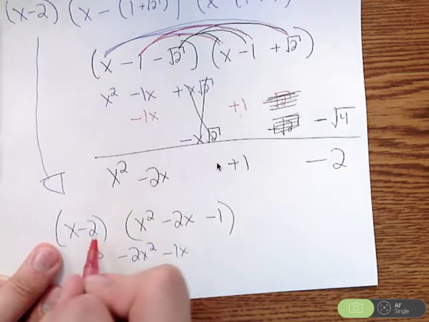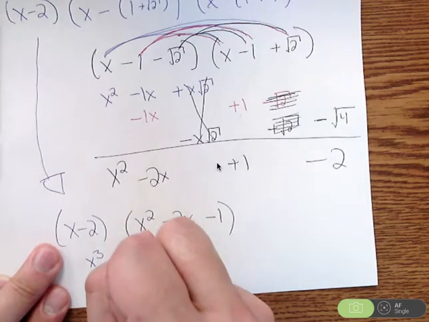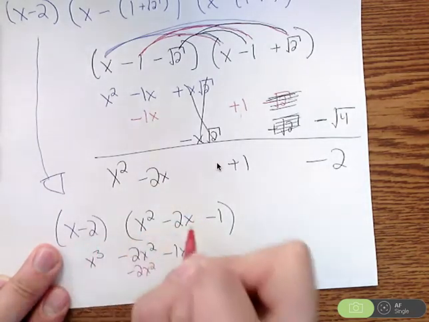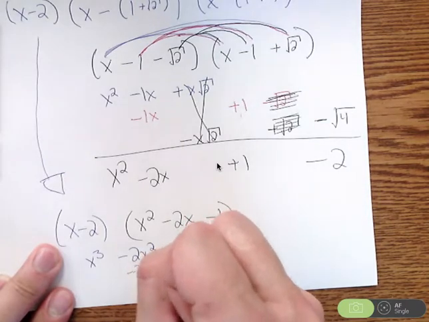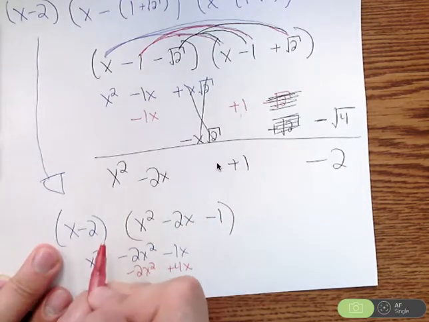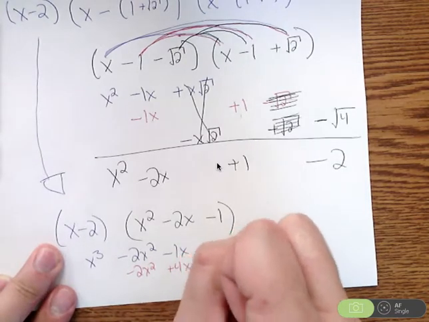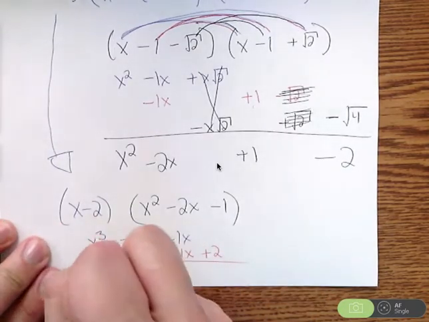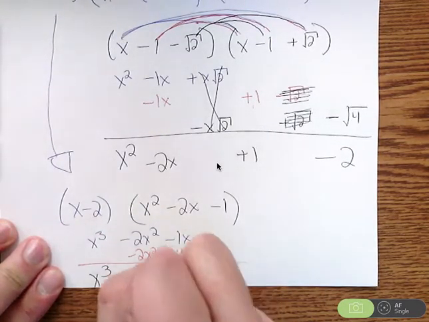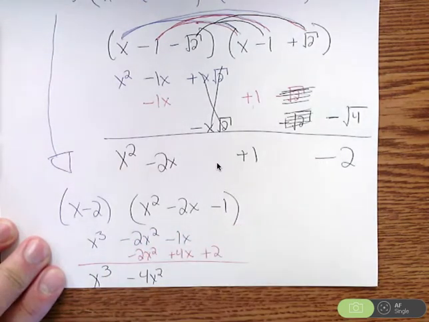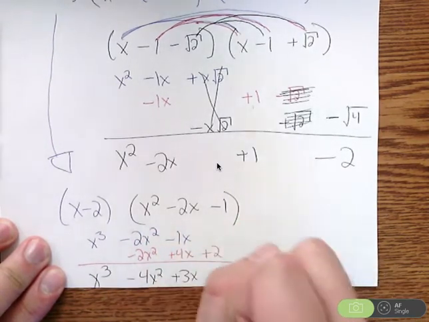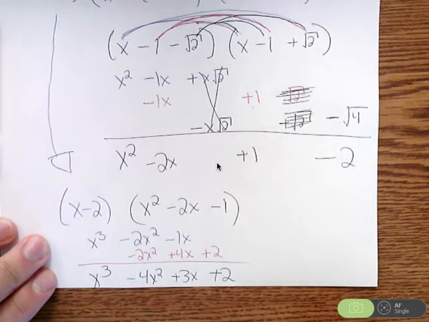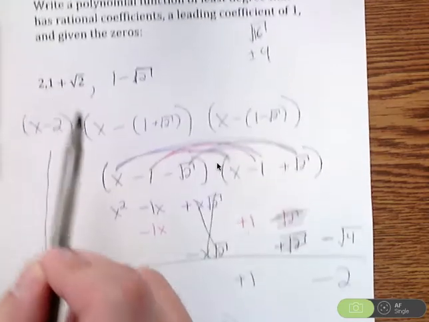And all there's left to do is take that negative 2 and distribute it through. Negative 2 times x squared is negative 2x squared. Negative 2 times negative 2x is positive 4x. And negative 2 times negative 1 is positive 2. Again, going to vertically add and subtract down, so I have an x cubed minus 4x squared plus 3x plus 2. So that was taking zeros and changing them back to a polynomial. All it is just a whole lot of multiplication.